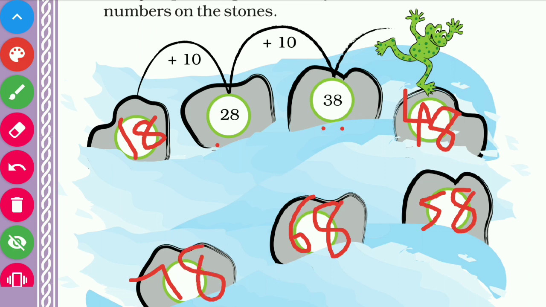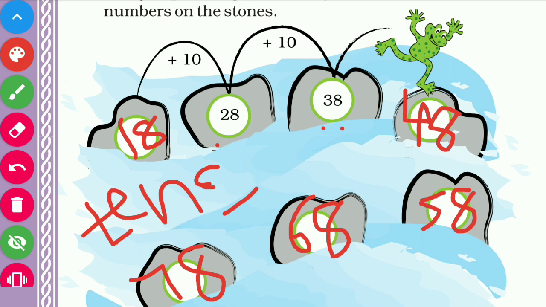Is it clear? Since this is doing 10 plus 10 plus 10 plus, the number will change at the tens place. The number will change at the tens place. Children, mind it.